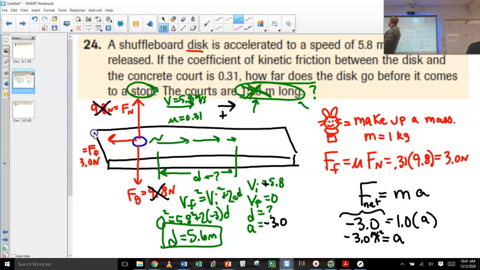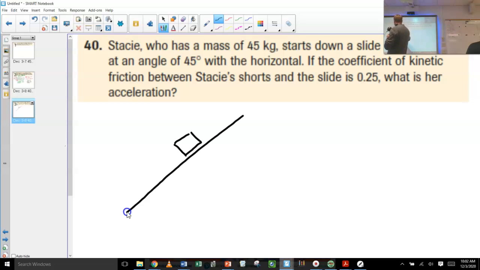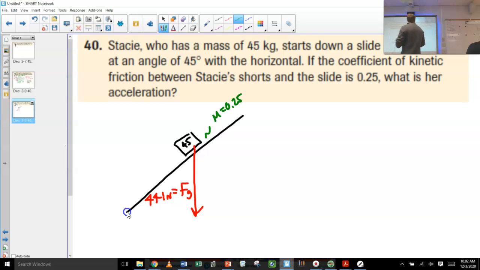The last question. Stacy has a mass of 45 kilograms, and she's on an incline of 45 degrees. So I can figure out gravity right now. It's 45 times 9.8, which turns out to be 441. If the coefficient of kinetic friction is 0.25, what is her acceleration?